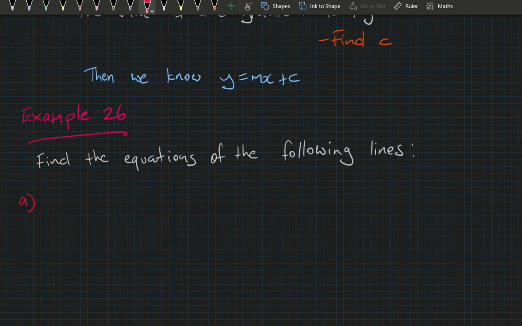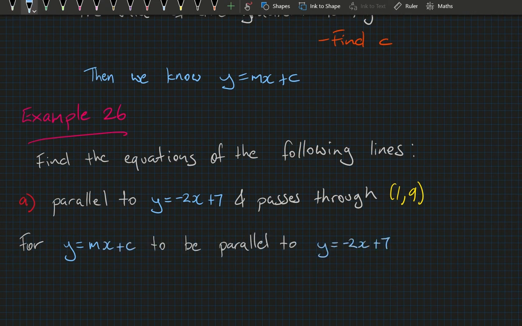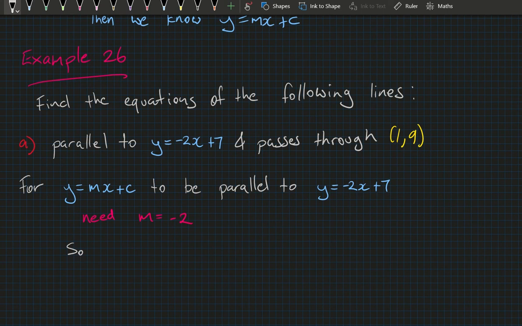one in part A, which is the line that is parallel to y equals minus 2x plus 7 and passes through the point 1, 9. Alright, so for y equals mx plus c to be parallel to y equals minus 2x plus 7, we need m, the gradient, to be equal to minus 2. So therefore, our new y is going to equal minus 2x plus c.